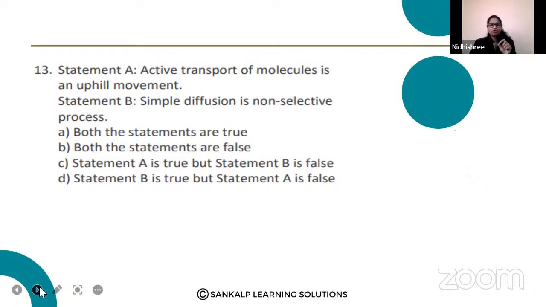Statement A: active transport of molecules is an uphill movement. Another name for active transport is uphill movement. Statement B: simple diffusion is a non-selective process. So statements A and B are given. Options are: A, both statements are true; B, both statements are false; C, statement A is true but statement B is false; D, statement B is true but statement A is false. What is the right answer, guys? Read the question properly twice or thrice and then answer.